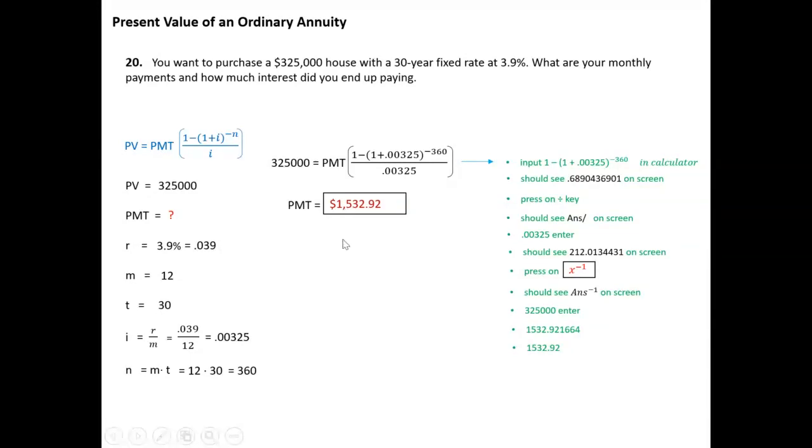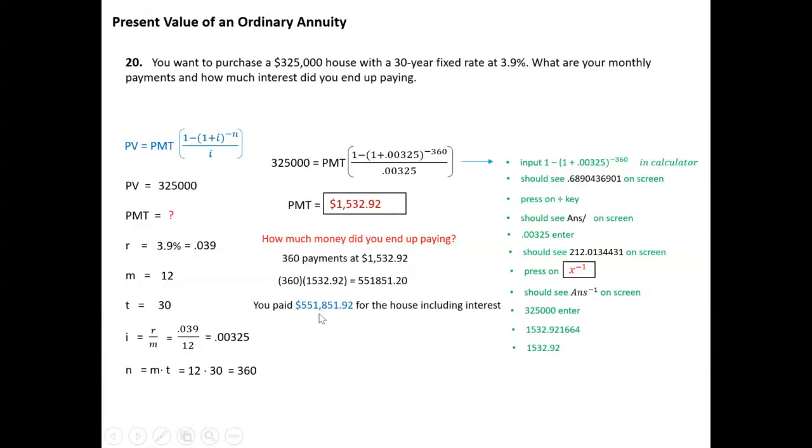Okay, just the payment. Now, how much money did you end up paying? You see, the house was $325,000, right? That's how much you borrowed from the bank. But in 30 years, let's see how much you end up paying for the house. There were 360 payments. So 360 times $1,532.92 will give you $551,851.20. That's how much you end up paying for the house, which is like $225,000 more or less.